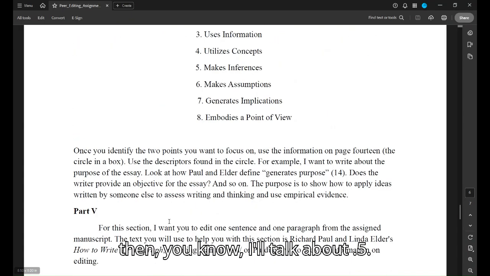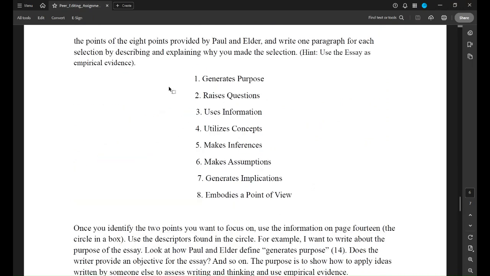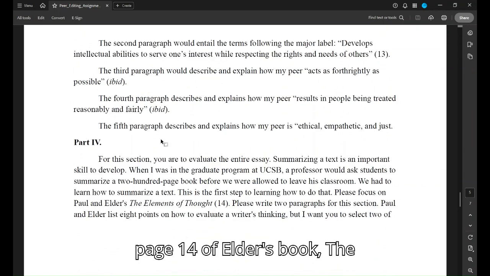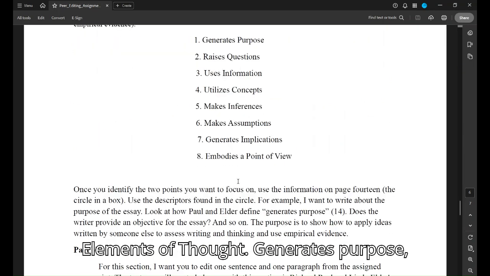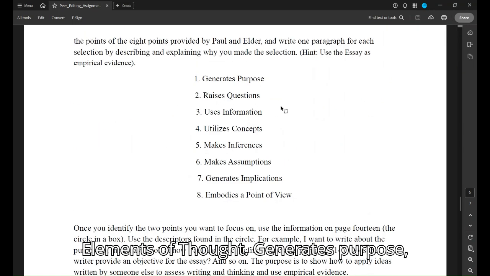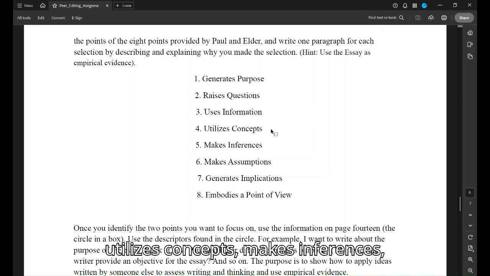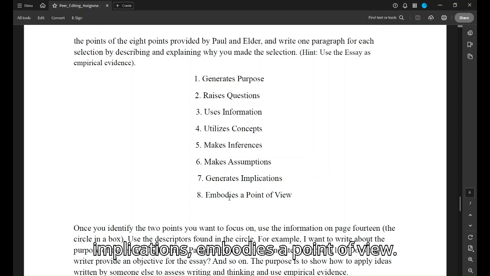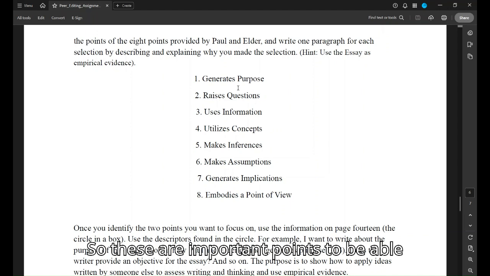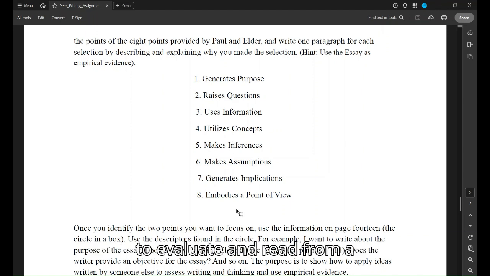And then I'll talk about point 5. So there are these 8 points on page 14 of Elder's book, The Elements of Thought: generates purpose, raises questions, uses information, utilizes concepts, makes inferences, makes assumptions, generates implications, embodies a point of view. So these are important points to be able to evaluate and read from a text. Again, this is another way of developing critical thinking skills.